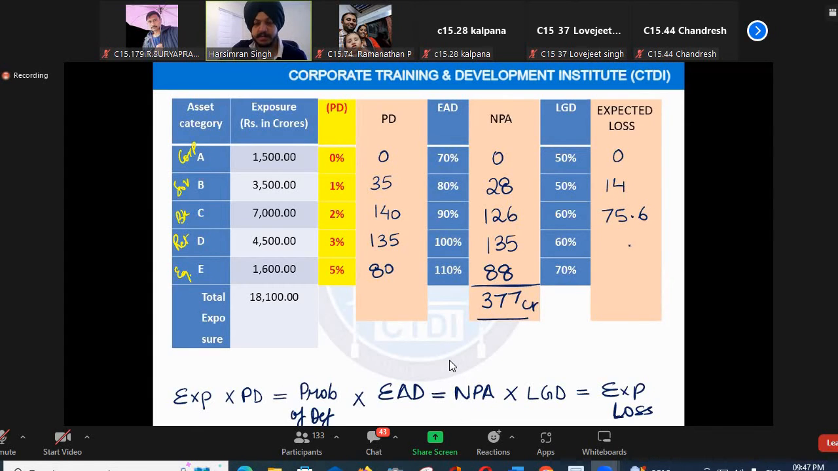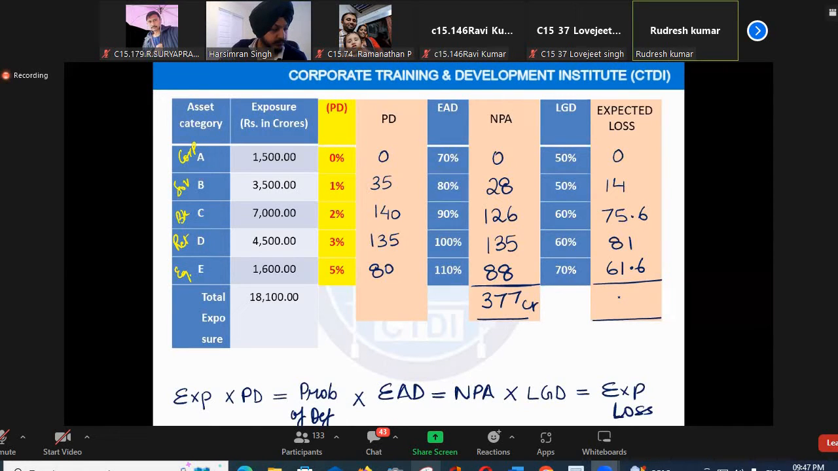135 at 60% is 81. And 70% of 88 is 61.6. Add them all. 232.2. Okay, so this is your total expected loss. This is your second question. Is that clear or not? Yes or no?